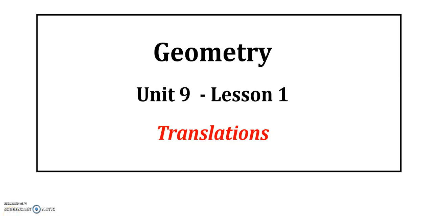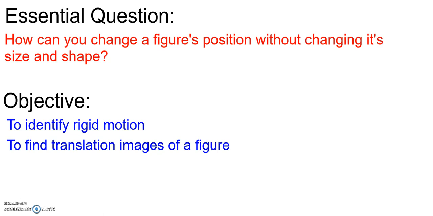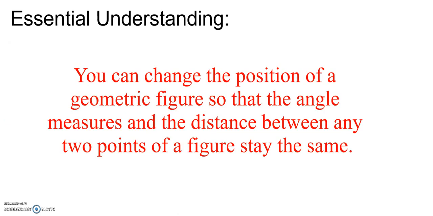Rizzy coming at you with Unit 9, Lesson 1, Translations. Our essential question: how can you change a figure's position without changing its size and shape? And our objective is to identify what is rigid motion and to find translation images of a figure.